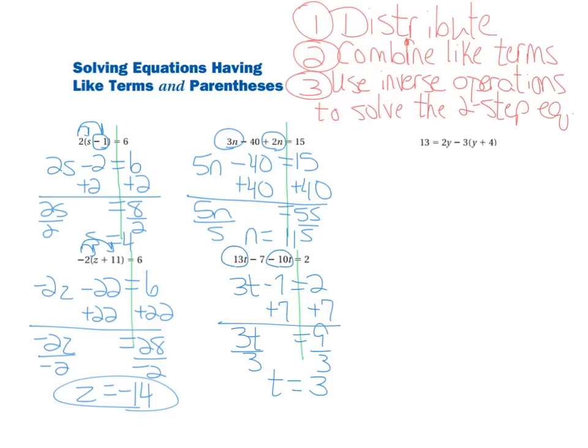I got t equals 3. Is that what you got? If you didn't, find your error, correct it, and also check my work. Make sure I did it correctly. Okay? Now, these problems over here, these both had distributive property.